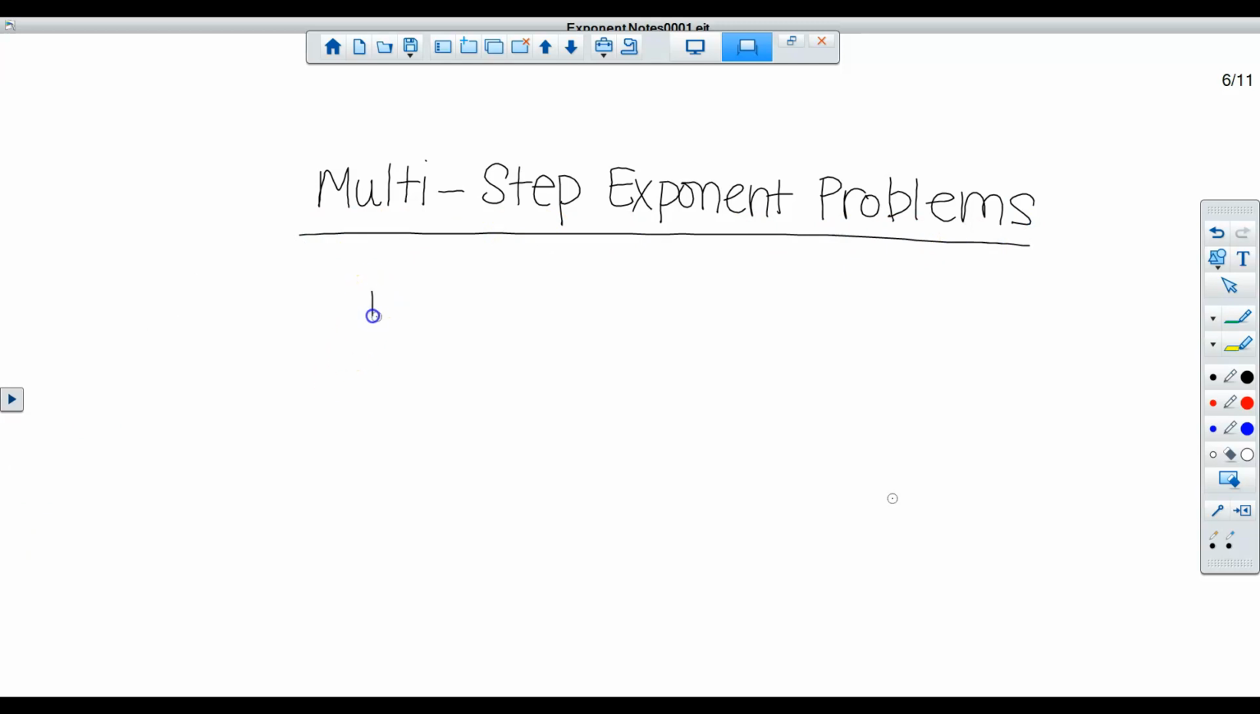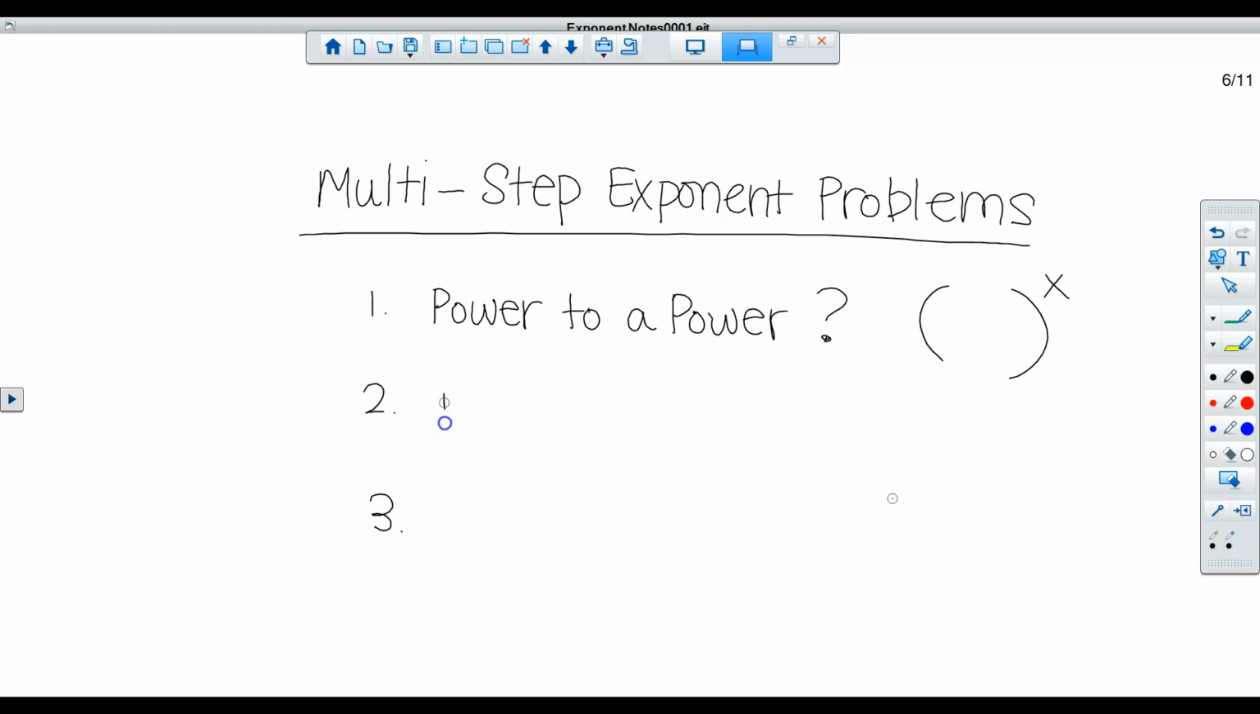Now when you're doing multi-step exponent problems, the key is to look for the 3 main exponent rules in a particular order. So when you look at these problems, the first thing I want you to ask yourself is, is there power to a power in the problem? And remember what that would require. That would require that there be one set of parentheses with an exponent sitting on the outside of it. So is power to a power there? Because if it's there, you're going to have to do that first.